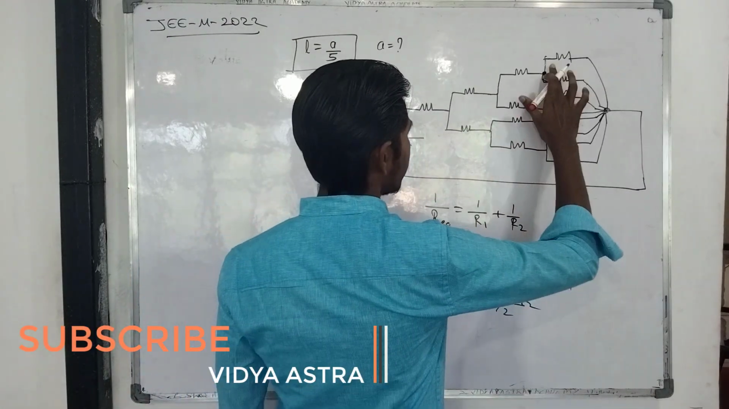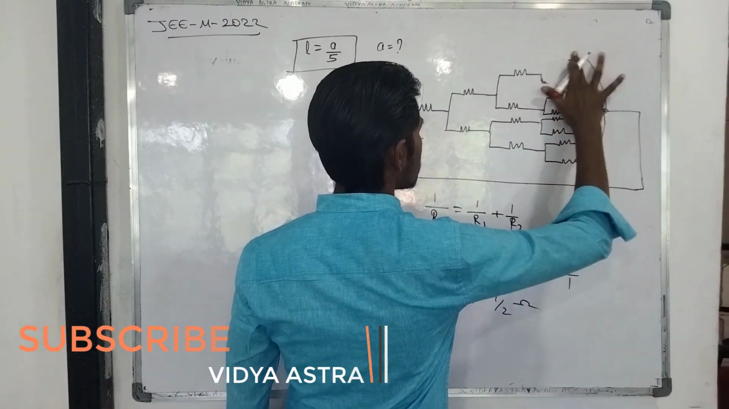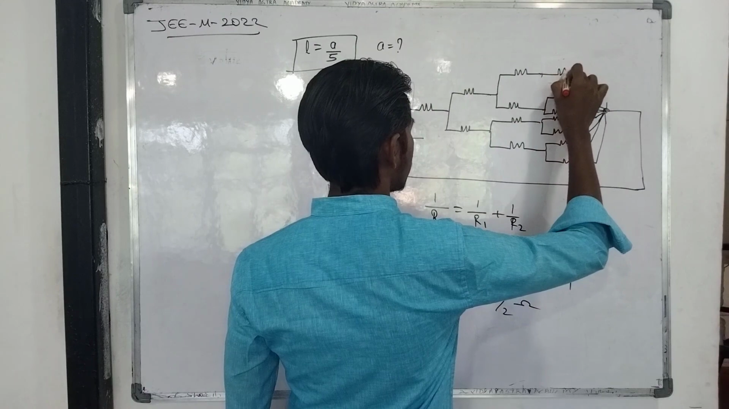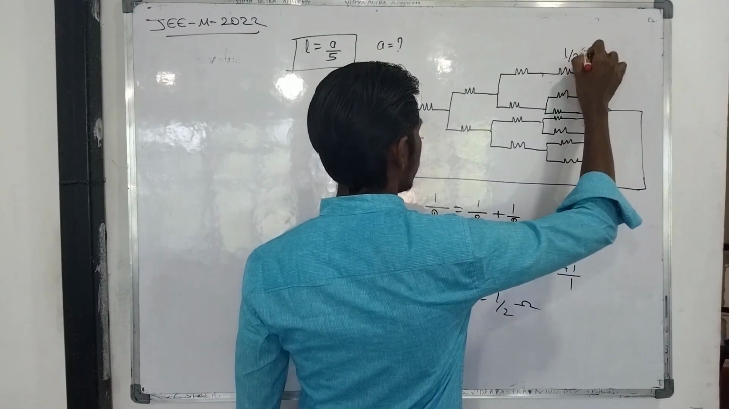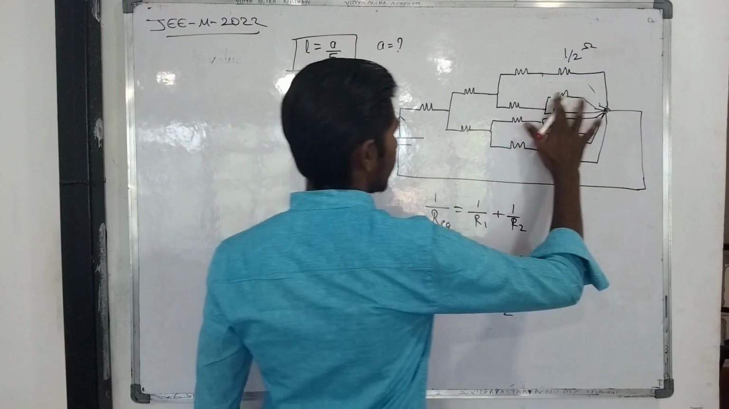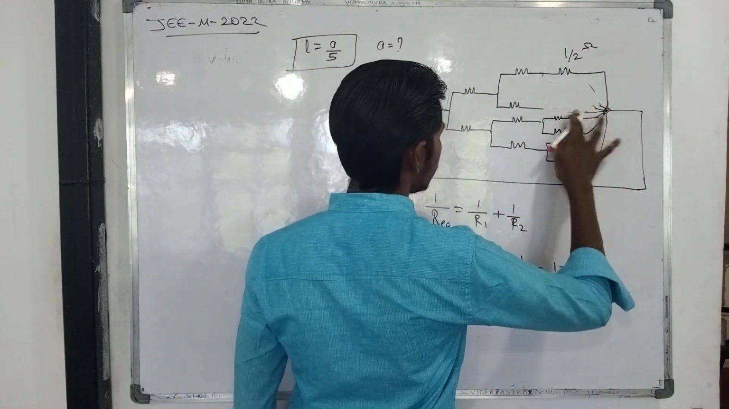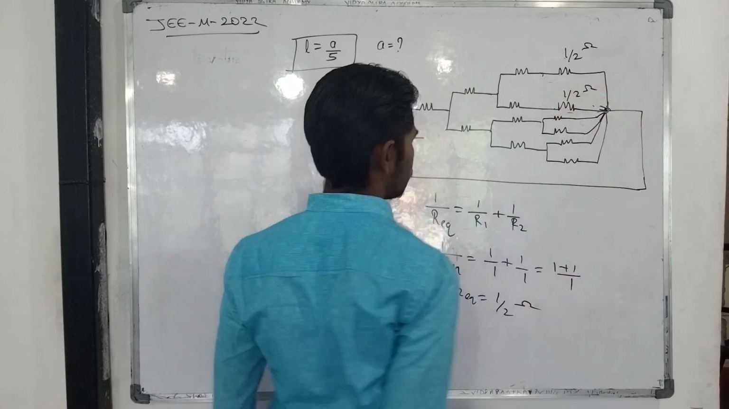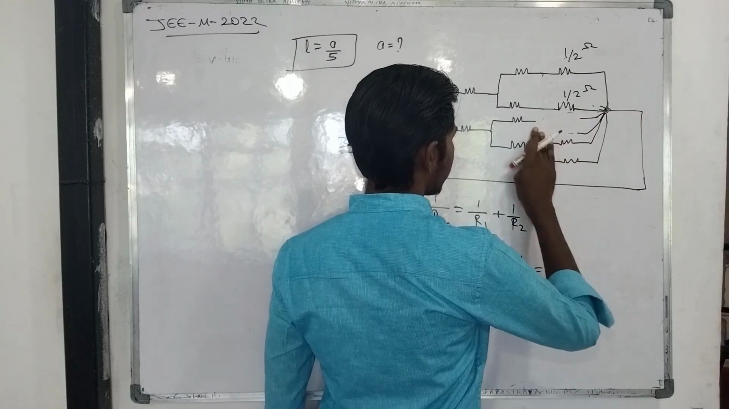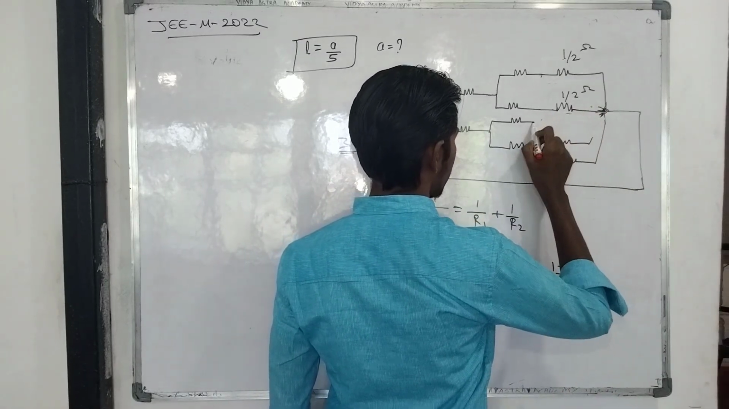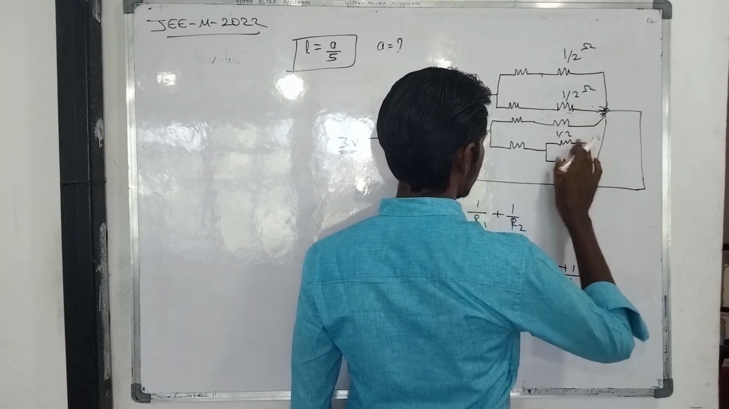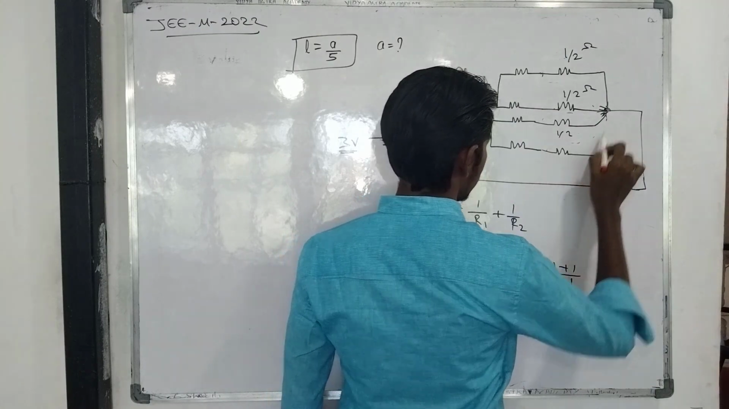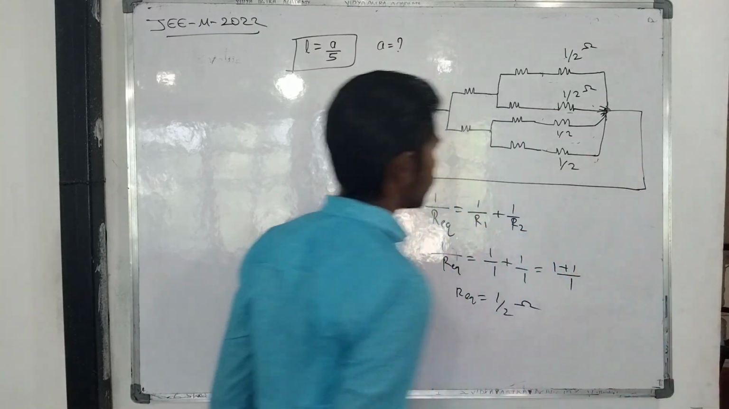So what I can do here is, instead of these two resistors, I can place one resistor of value 1 by 2 ohms. Similarly, here also I can remove these two resistors and place a resistor of value half ohm. Similarly, here I can place a resistor of value 1 by 2 ohms, and similarly here. The circuit is getting simplified slowly. Here it is half ohms.